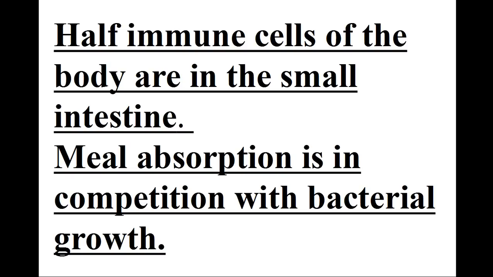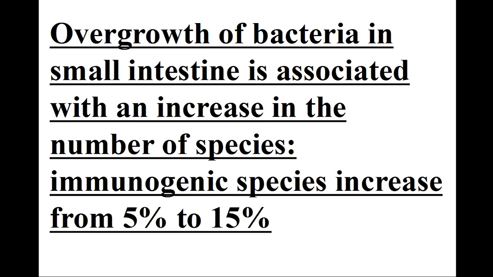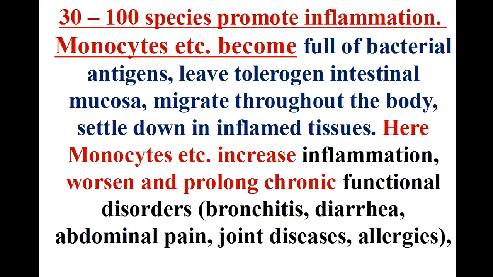Meal absorption is in competition with bacterial growth. Overgrowth of bacteria in small intestine is associated with an increase in the number of bacterial species. Immunogenic species increase from 5% to 15%, as we may think from the increase in IgG response. From 30 to 100 bacterial species promote inflammation in each alimentary canal. Nutrient excess increases the number of immunogenic bacteria.